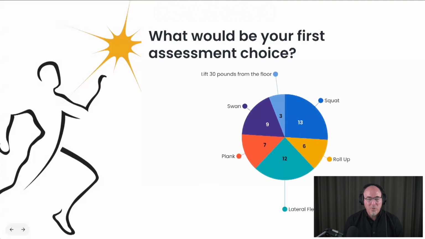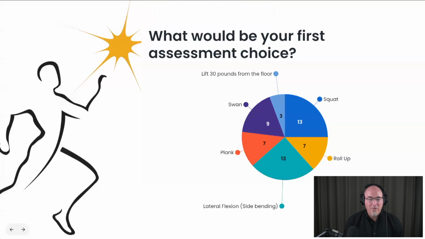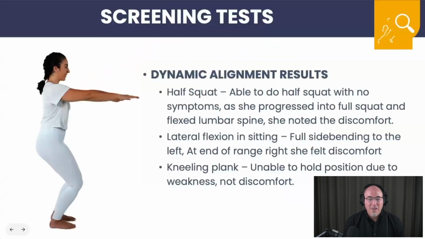4, 3, 2, 1. All right, so I see squat, lateral flexion, then swan, and then a crossover between plank and roll up. Let's go to the next slide. So I picked the squat, the lateral flexion and sitting, and then the plank. So we're on the same page, and there's nothing wrong with the other ones. They're all good tests. These were the ones that I picked.